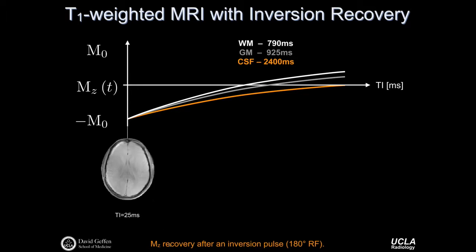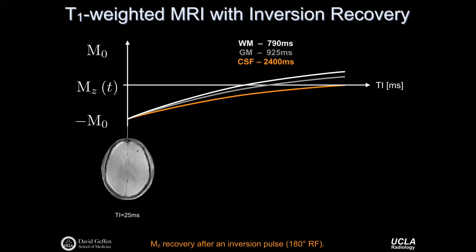So here we can see what happens to the MZ recovery after what we call an inversion pulse, or a 180 degree pulse, the pulse we were just looking at. So the magnetization would initially, at complete equilibrium, have been associated with the M0 equilibrium value, but after a 180 degree RF pulse, all tissue types, whether it's white matter, gray matter, or CSF, which all have different T1 values, the bulk magnetization will be inverted to the same point, the same negative bulk magnetization.